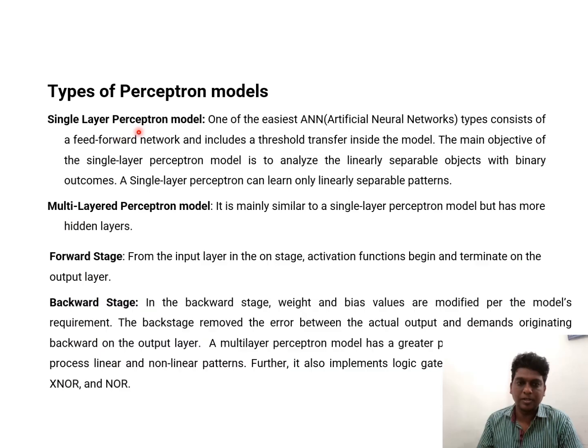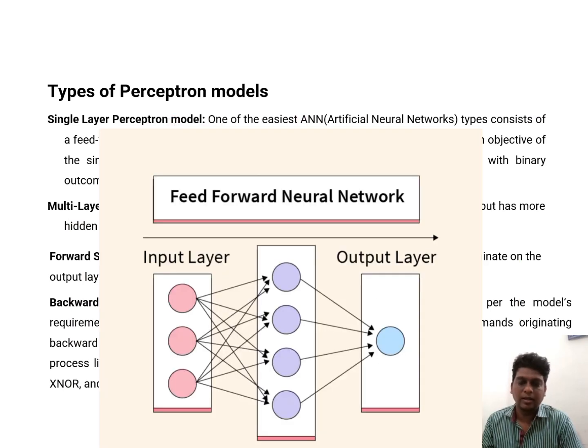So the types of perceptron model: the single layer perceptron model consists of a feed forward network that moves from left to right. So it can learn only linearly separable patterns. That's the main function of this single layer perceptron model.